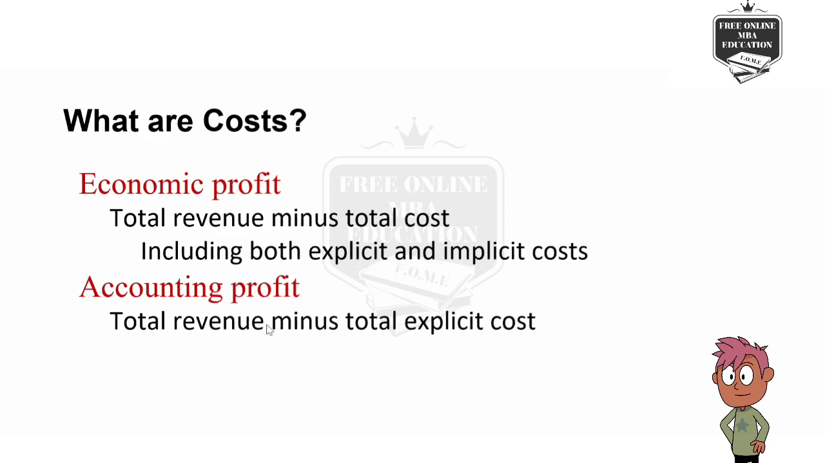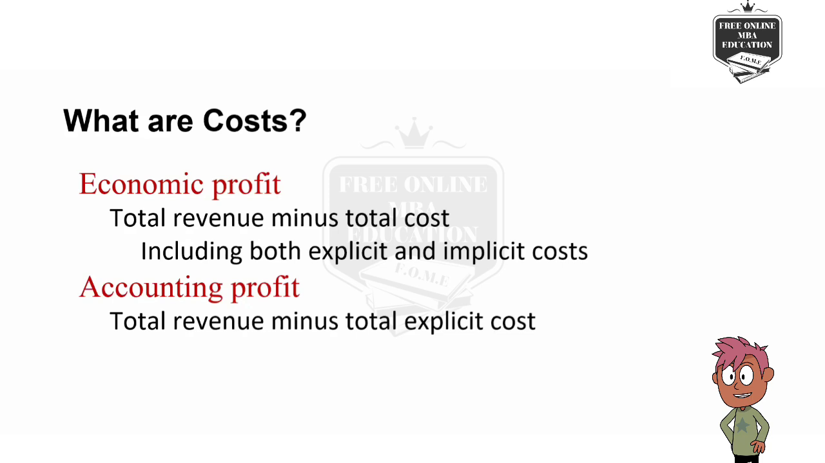However, in accounting profit, we only take the revenue minus the total explicit cost. Whatever is recorded in your books of account, only that cost is considered in your accounting profit. Whereas in your economic profit, we include both what is listed in the book of accounts and what may not be listed in the book of accounts. So, for the same organization, you may see two different values for profit, one for economic, the other for accounting, right?